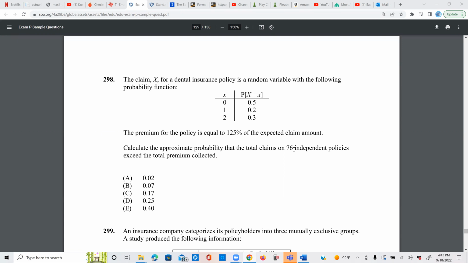So we will calculate the expected total premium on 76 policies, and then we will need the probability that the total claim is greater than that expected total premium. So X is the claim amount for a single policy, and here's this distribution. So we start by first finding the expected value of X.